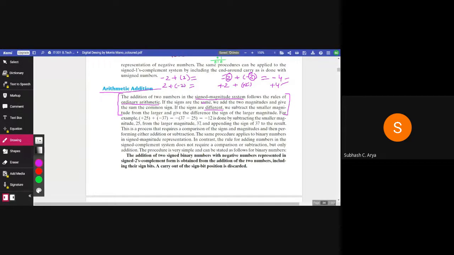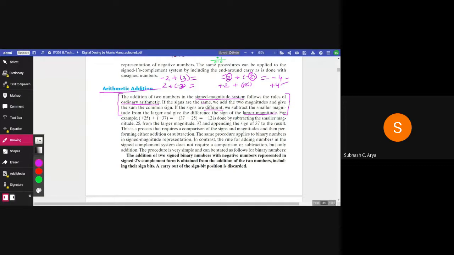Let us take a different number, 3. If the signs are different, we subtract the smaller magnitude from the larger and give the difference the sign of the larger magnitude. What does it mean? It means that if while doing addition, we see these two numbers have different sign, 2 has minus sign and 3 has plus. So what do we do? While adding, we subtract the smaller magnitude. So what is the operation which we do first before addition?